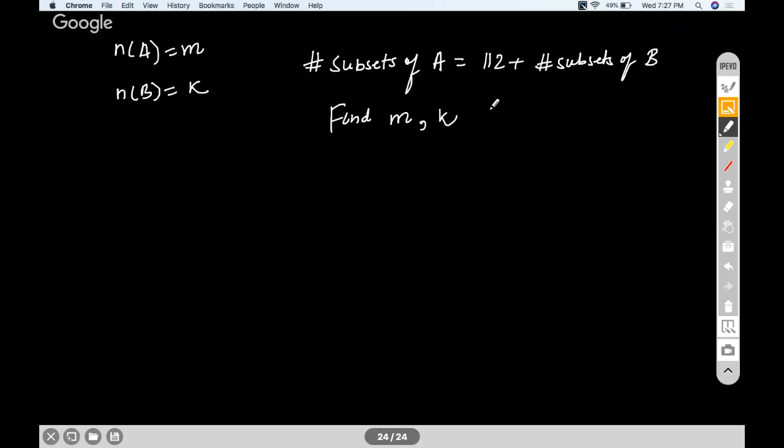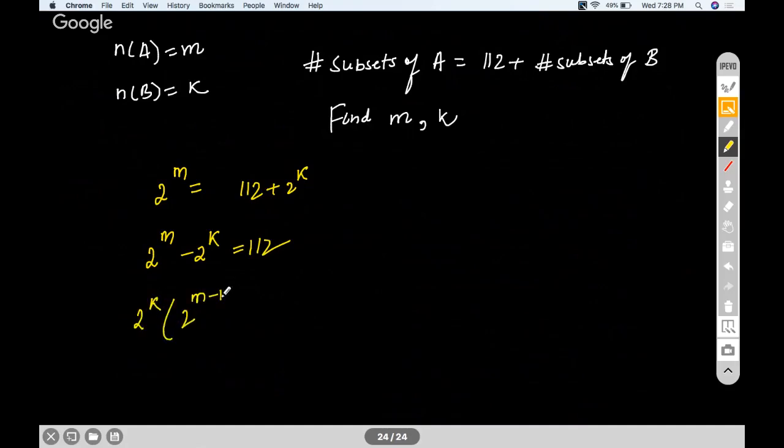Seven and four, okay. Okay, let's check. Again, 2 to the power m is 112 plus 2 to the power k, same approach. 2 to the power m minus 2 to the power k is 112. So 2 to the power k into (2 to the power m minus k minus 1) is 112.